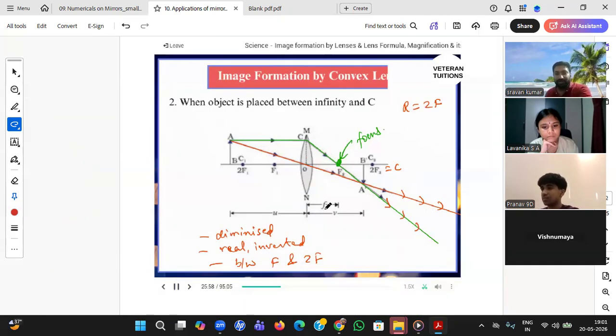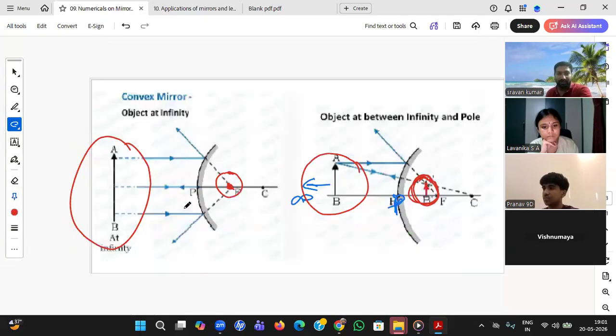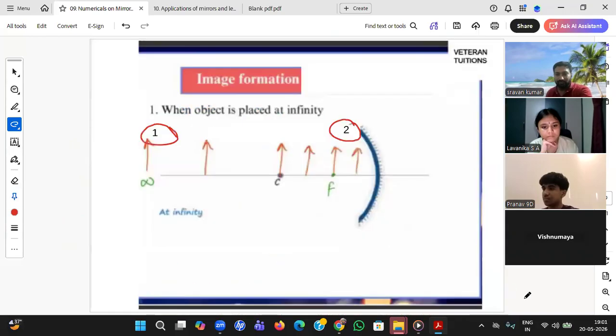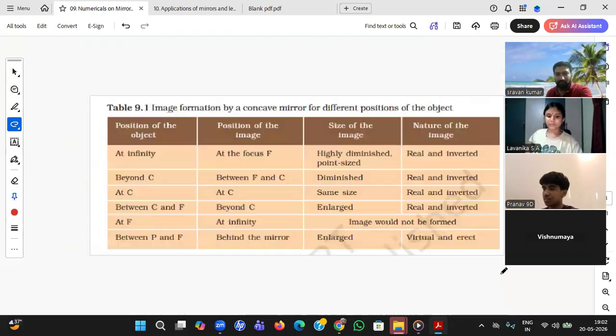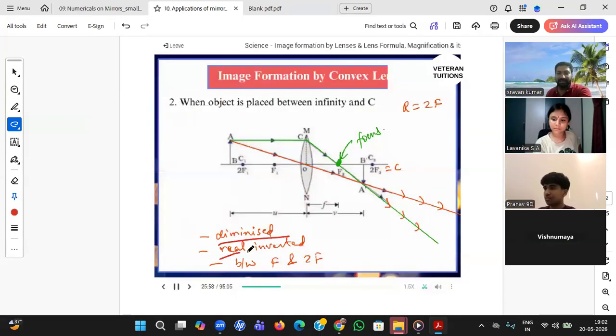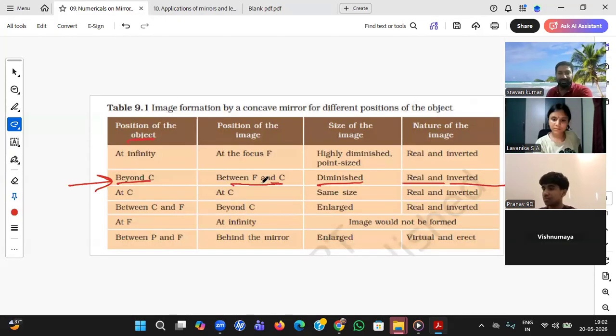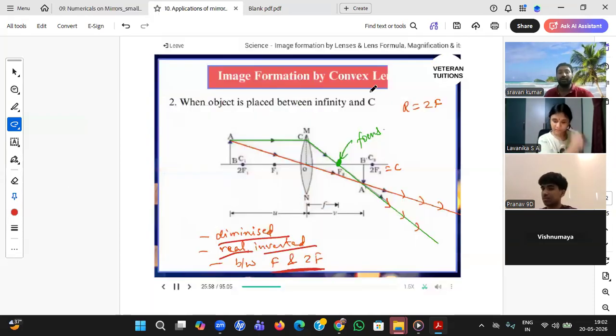Okay, you see, diminished, smaller, real, inverted, between C and F. When I go back and look at that particular case, look here, students. When I kept the object beyond C, what are the characteristics? Diminished, real, and inverted. Here also I am getting diminished, real, and inverted between F and C. So these particular characteristics are exactly matching with the concave mirror. The convex lens characteristics are matching with the concave mirror.